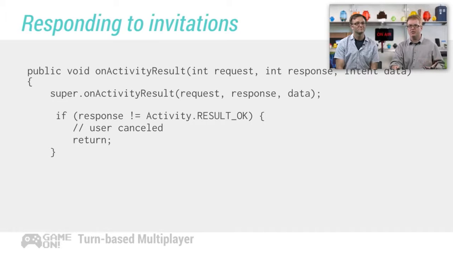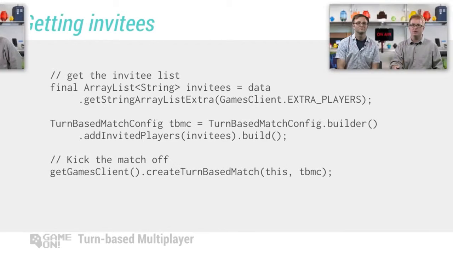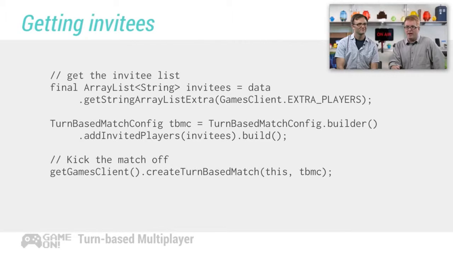Then you'll need a listener on the other side to check to see what result you got and whether or not they hit cancel. That's the check if result is not equal to OK. So to gather your invitees off the list, just grab the data extras and look for extra players. And then you can add that to your turn-based match configuration.